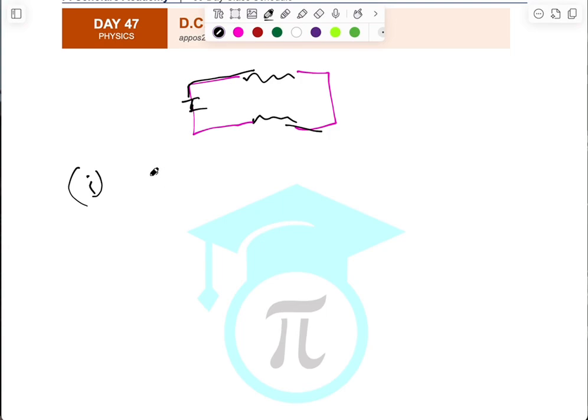Rule one is that if you have any junction in an electric circuit, the summation of all the currents there will be equal to zero. And when we say the summation of all the currents there is equal to zero, some currents will have positive sign, some will have negative sign. Why? The ones with positive sign are the ones entering that junction. The ones with negative sign are the ones leaving the junction.